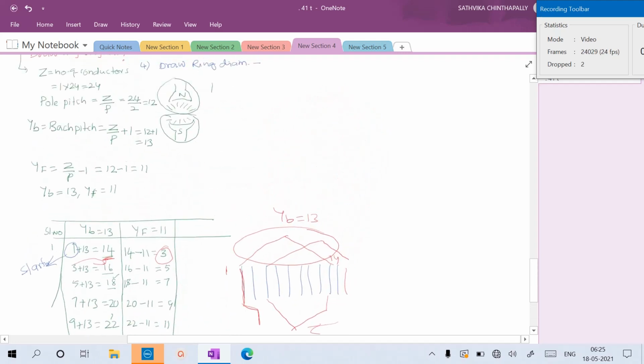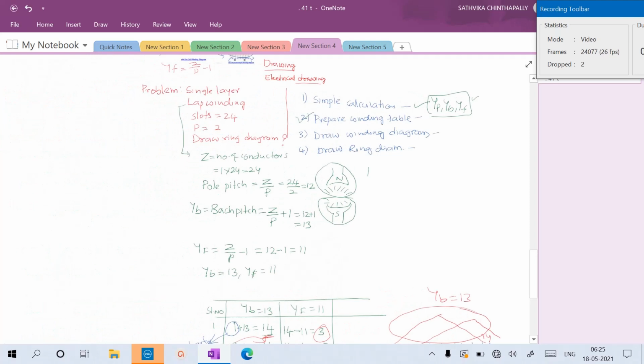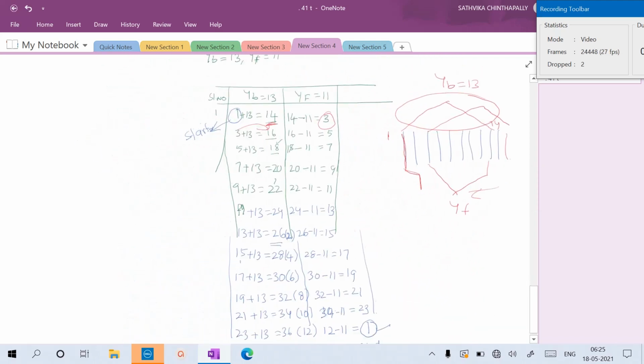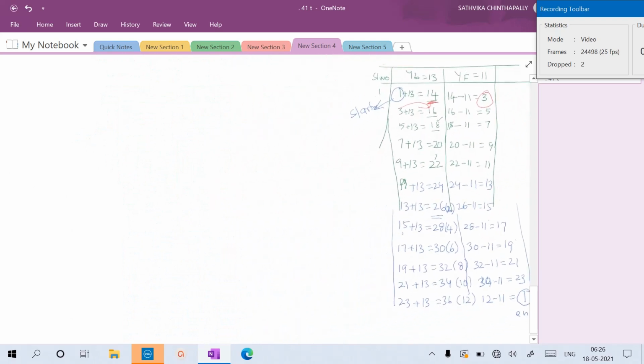First prepare the steps. What are the steps here? The first step is the simple calculations. Second is to prepare the winding table. Now draw the winding diagram. Let us see that one. Based on this table, we are going to draw this one.